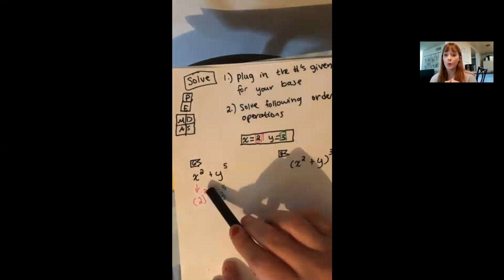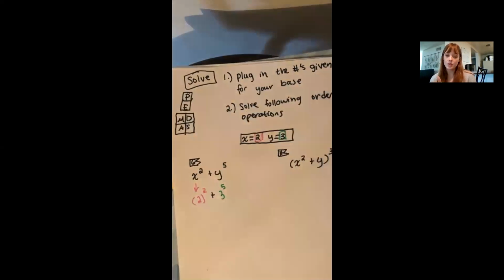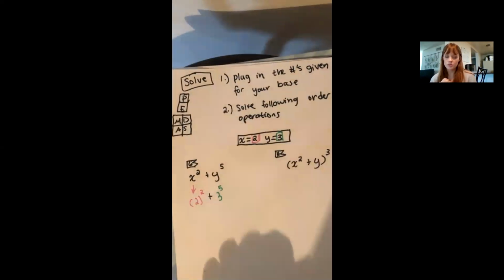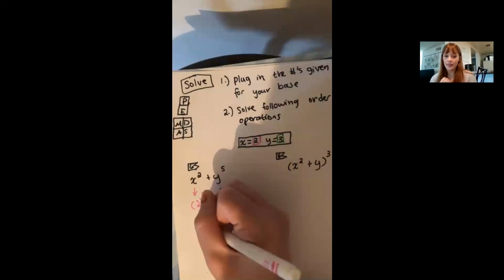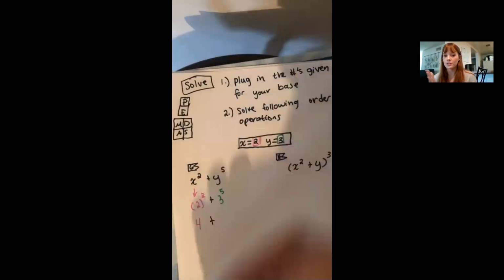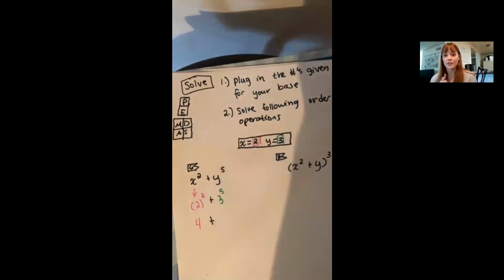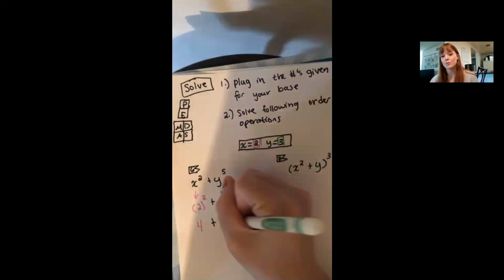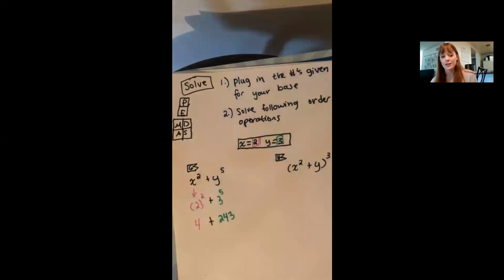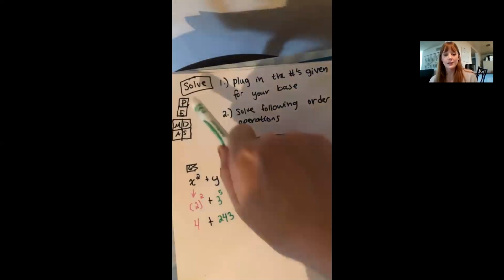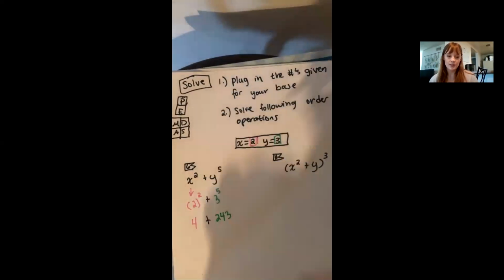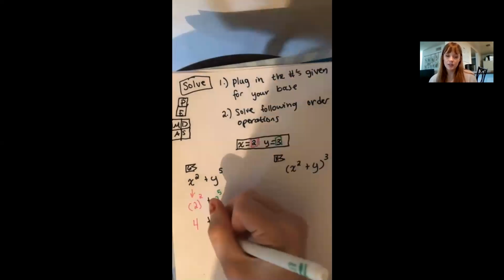That means I have to figure out what 2 squared is. 2 times 2 is 4. And then we'd have to do 3 raised to the 5th power. So you could do that by writing out 3 times 3 times 3 times 3 times 3, or you could put it in your calculator as 3 to the 5th power and get 243. If you did not get 243, please message me on Edsby and I can help you figure out why that happened. And now you can add them. Now I can do 4 plus 243 to get 247.